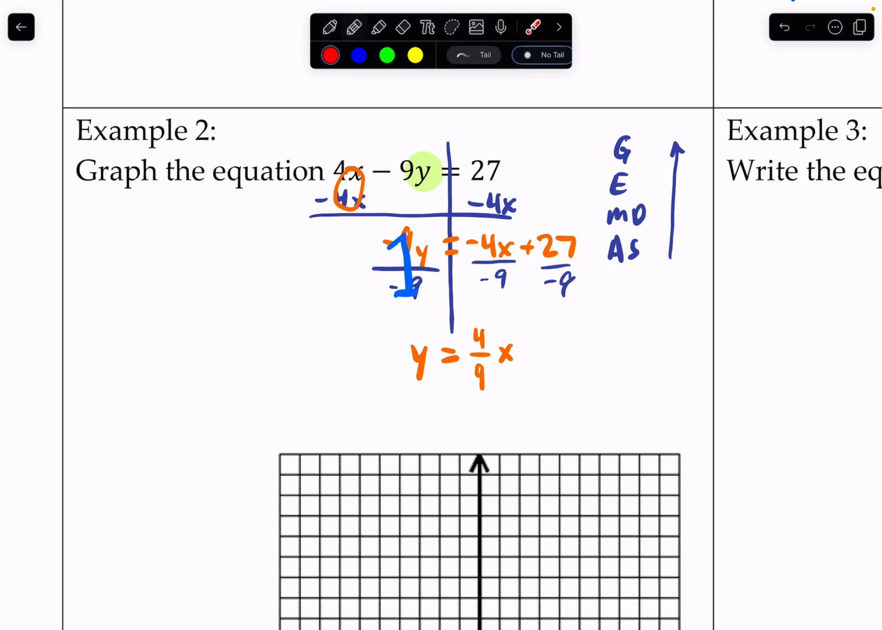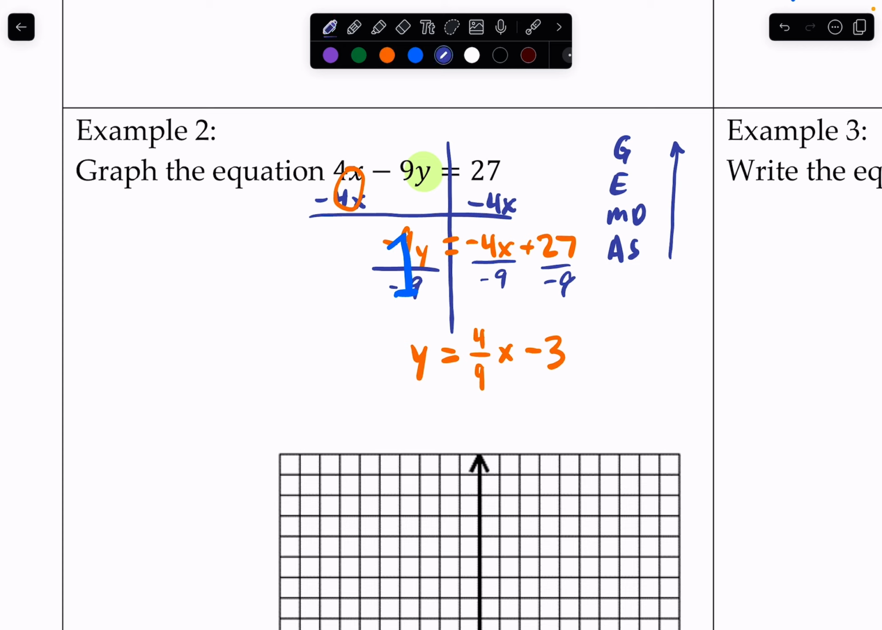And then 27 divided by negative 9, that's a nice one. 27 is divisible by 9. You can use a calculator if you needed to, but that's going to end up equaling 3. But since it's a positive divided by a negative, it's going to end up equaling a negative 3 or a minus 3. And now I can finally get to the part where I graph this.